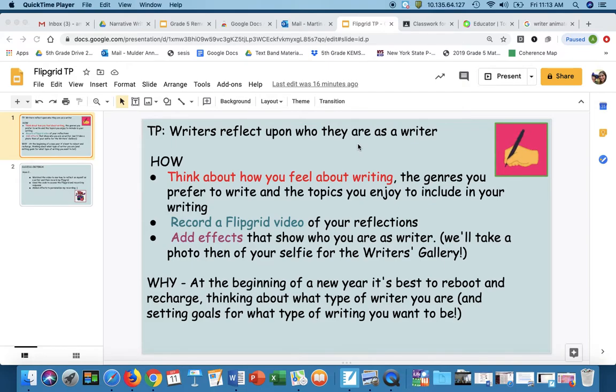Why are we doing this? Well, at the beginning of the new year, it's always best to reboot and recharge, thinking about what type of writer we want to be, and maybe setting goals for the type of writer we wish to be this year.